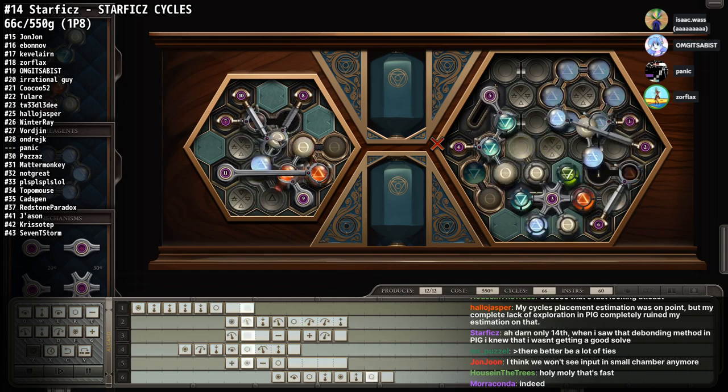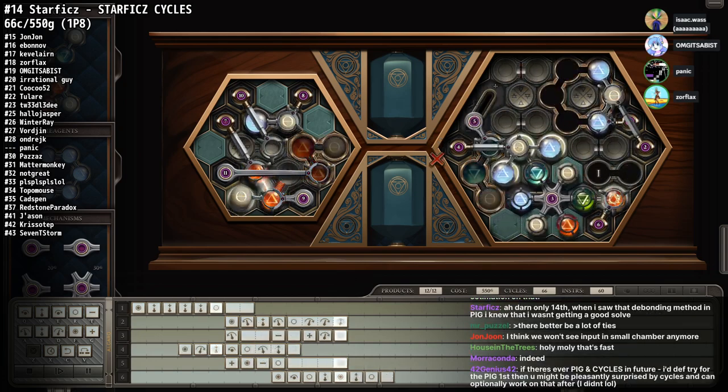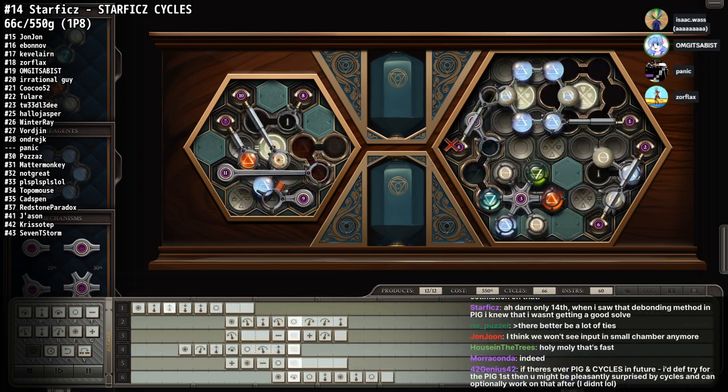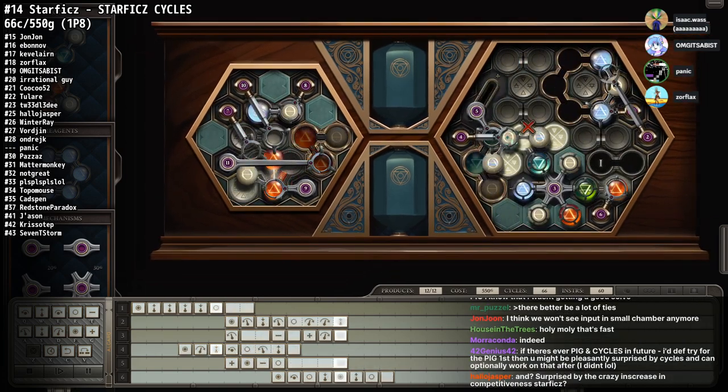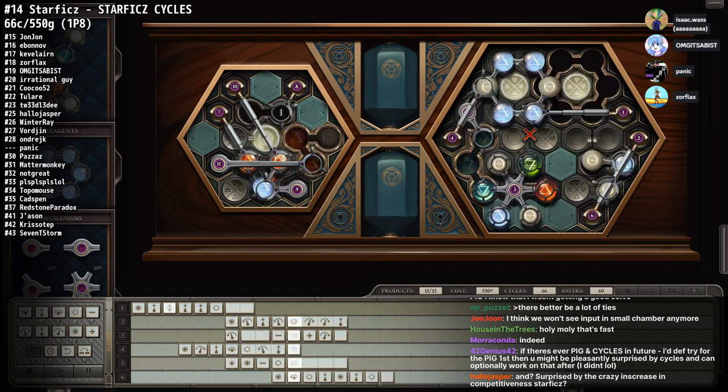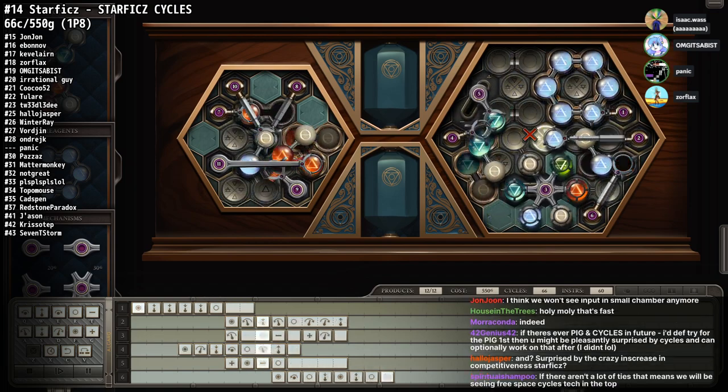I'm scared. It seems like we've got a couple more drops ahead of us. There's no metric points. The fact that a period 8 solve is only 14th place is definitely scary.